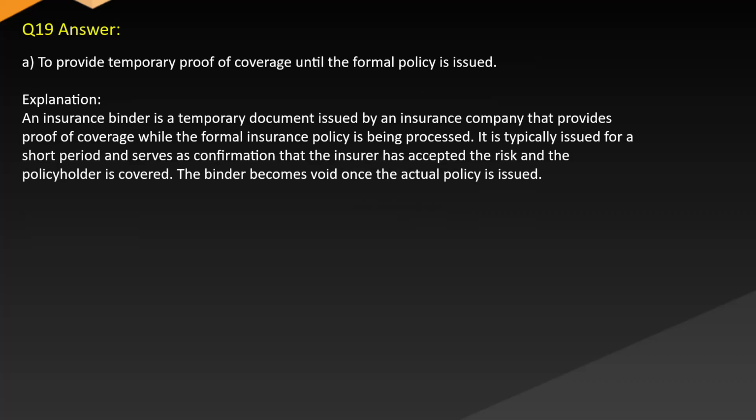Answer: A. To provide temporary proof of coverage until the formal policy is issued. Explanation: an insurance binder is a temporary document issued by an insurance company that provides proof of coverage while the formal insurance policy is being processed. It is typically issued for a short period and serves as confirmation that the insurer has accepted the risk and the policyholder is covered. The binder becomes void once the actual policy is issued.